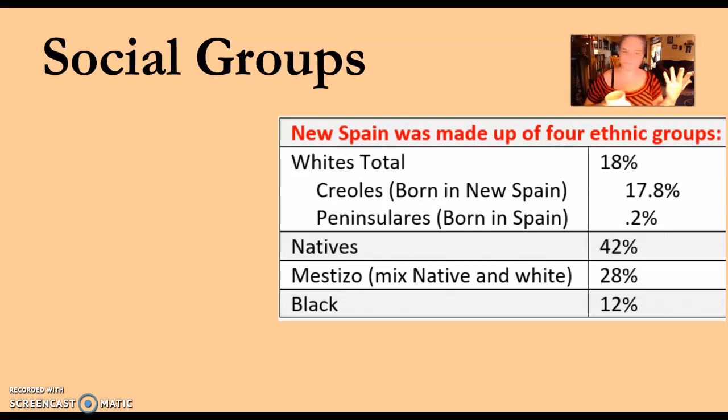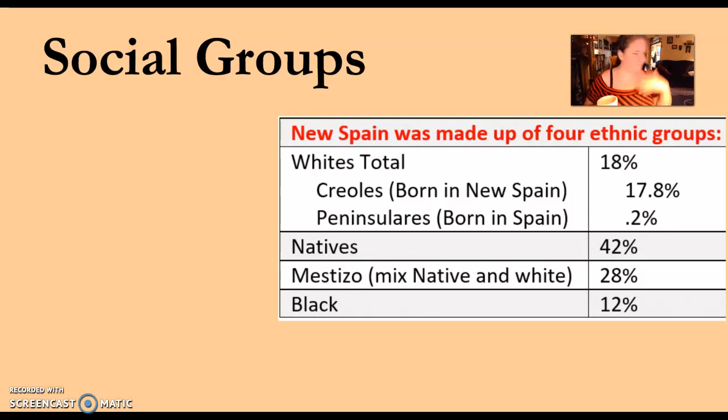All right, so let's talk about the social groups before the revolution. Here we go. Right, we spent a lot of time on this in Haiti, so let's talk about Mexico. New Spain, which is what Mexico was called before it was called Mexico, was made up of these 4 ethnic groups. First, whites, some of whom were born in New Spain, just like 17.8% of the white people, and Peninsulares, people who were born in Spain, which is 0.2% of the white people total. They come out to just under 20.